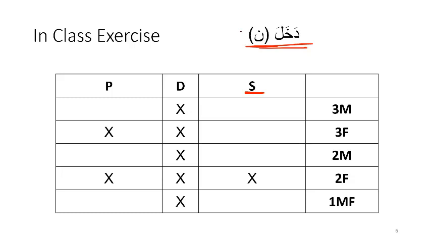No. Fail mudare means nasar. Remember, nasara is nasara yansuru. So dakhala. Very good. Dakhala would be yadkhulu. Exactly. Yadkhulu. All right. So if I have third person male, now I want to add emphasis. Do you remember the rule for emphasis?